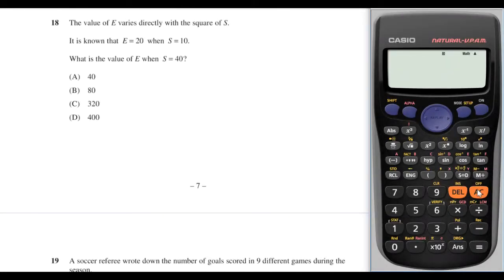Question 18. If S is increased by a factor of 4 and E varies directly with the square of S, then E has been increased by a factor of 4 squared, i.e. E equals 20 times 4 squared, which is 320.